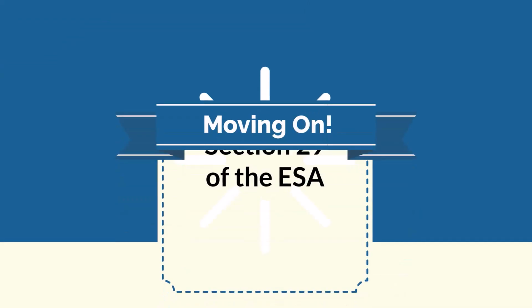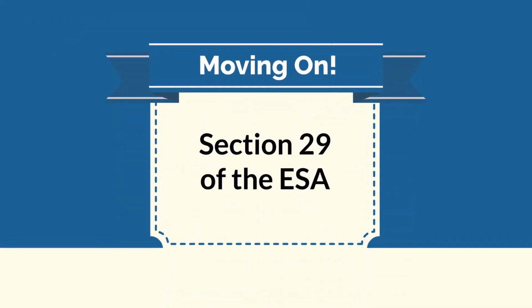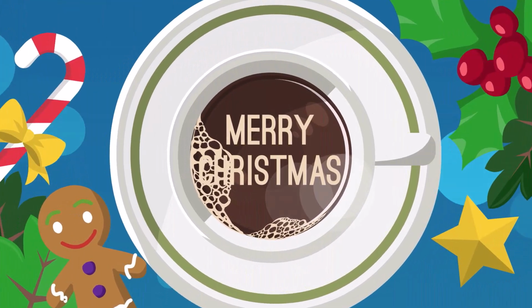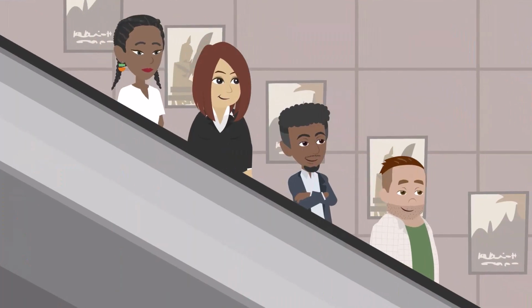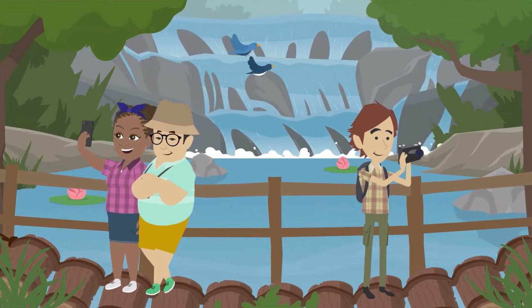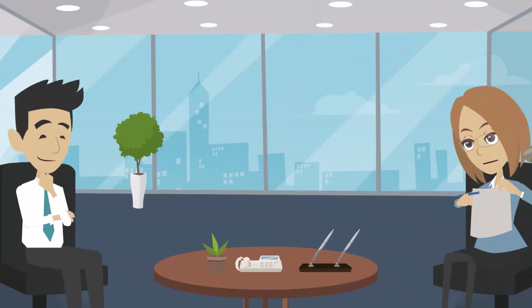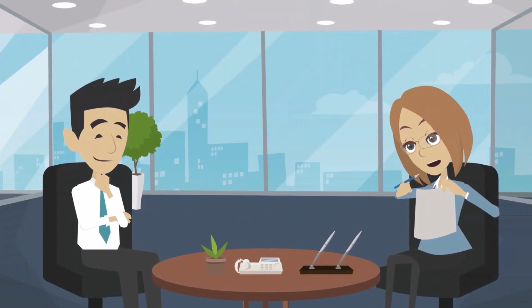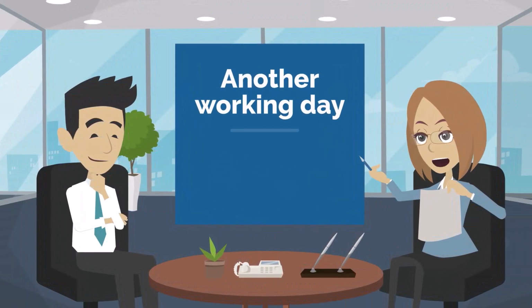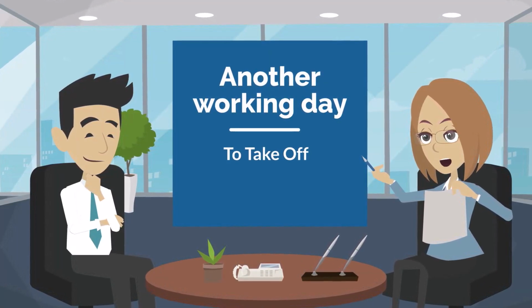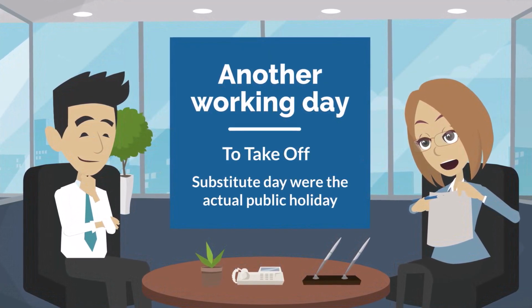Moving on to section 29 of the ESA, this section deals with scenarios where a public holiday falls on a day that is not a regular working day for an employee or a day when the employee is on vacation. In such situations, the employer is required to substitute another working day for the employee to take off with public holiday pay as if the substitute day were the actual public holiday.